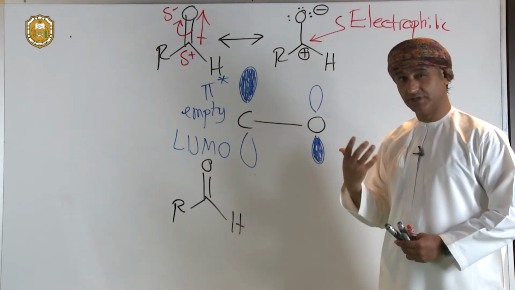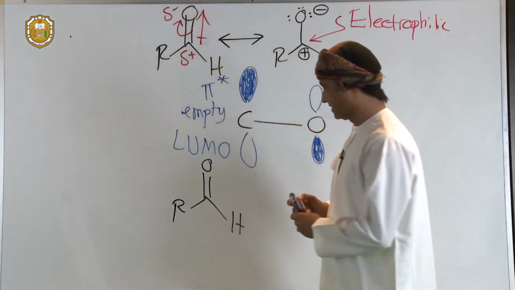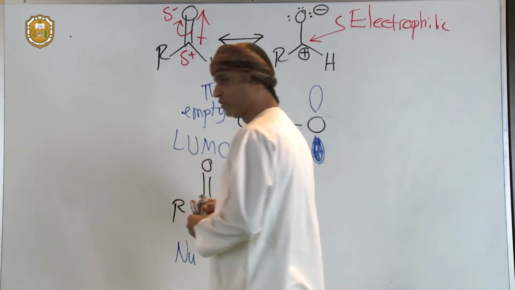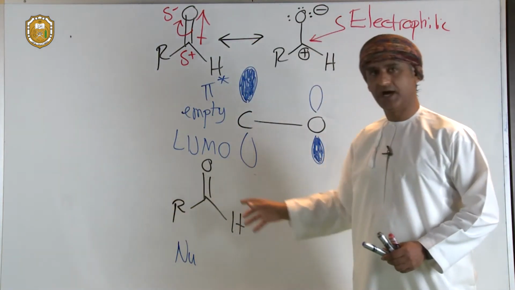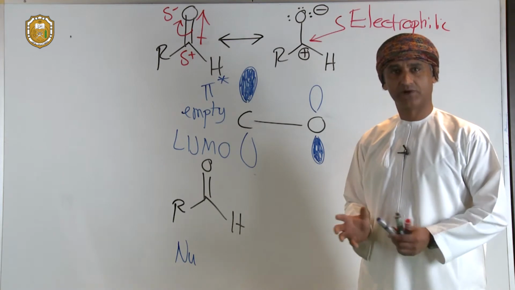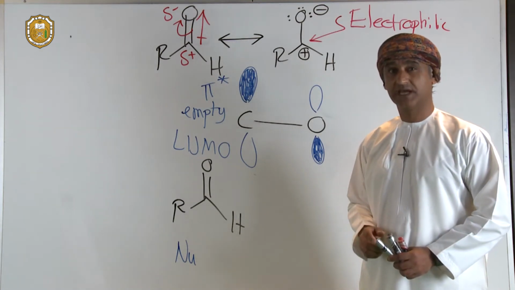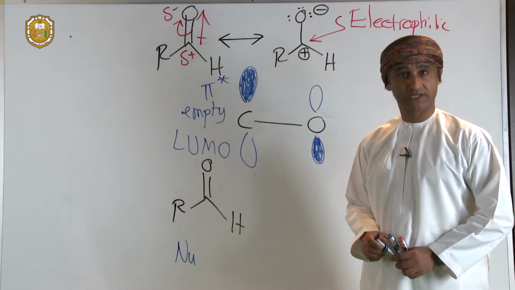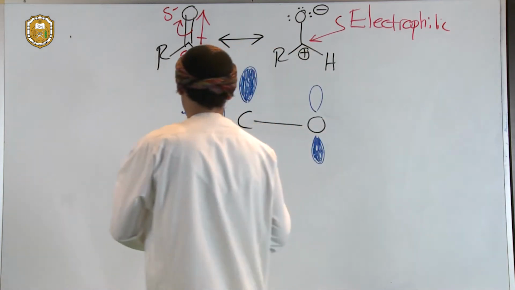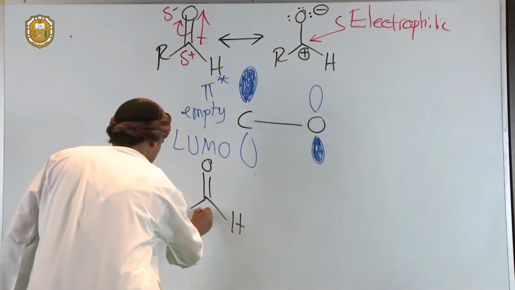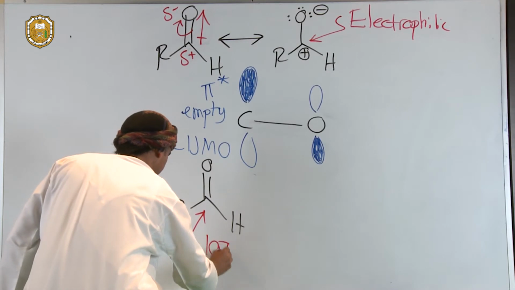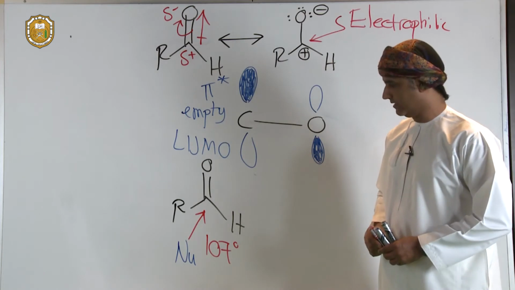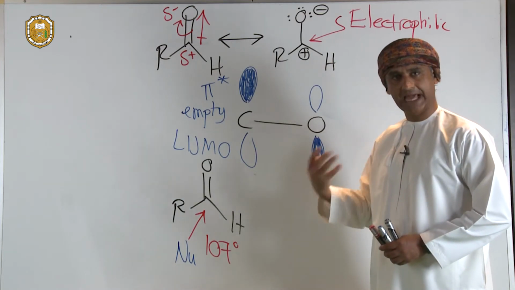So a general nucleophile, something like this, will now approach and attack the aldehyde. The question is, at what angle? Well, it's already been established that nucleophiles attack carbonyl groups at a specific angle, which is called the Bürgi-Dunitz angle, which is 107 degrees. So the nucleophile attacks at an angle like that, which is 107 degrees. So that's the nucleophilic angle of attack.